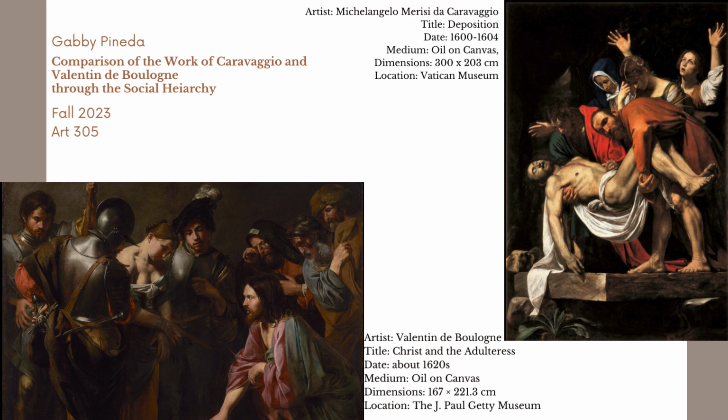Today we will discuss two beautiful works of art, Caravaggio's Deposition and Valentin de Boulogne's Christ and the Adulteress. We will compare the art pieces on the theme of social hierarchy.